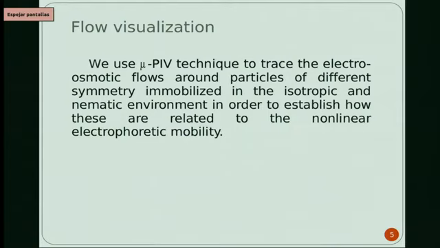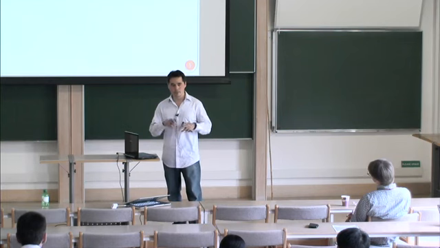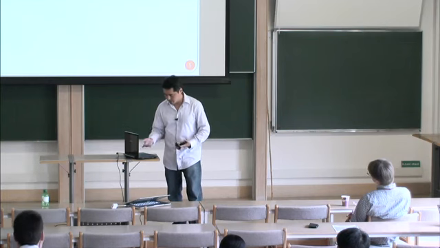If we are interested in the ionic flows, then we need to visualize them somehow. So we are using micro PIV, which is particle image velocimetry. What we do is put some fluorescent tracers dispersed in the fluid and see what kind of patterns we can get.